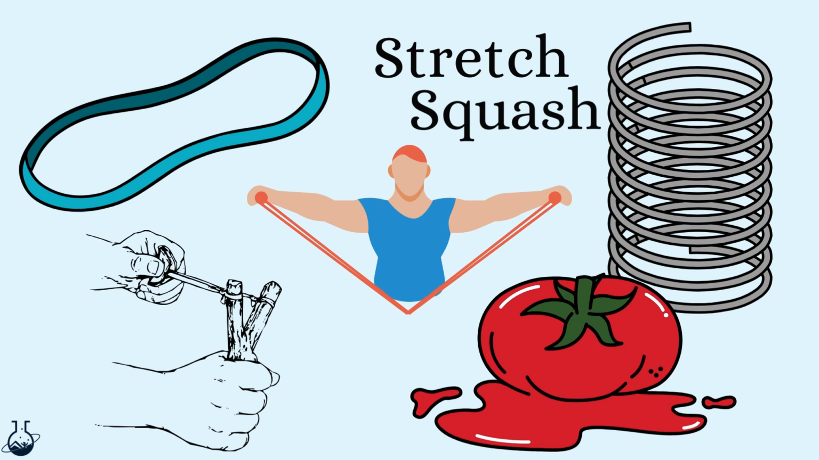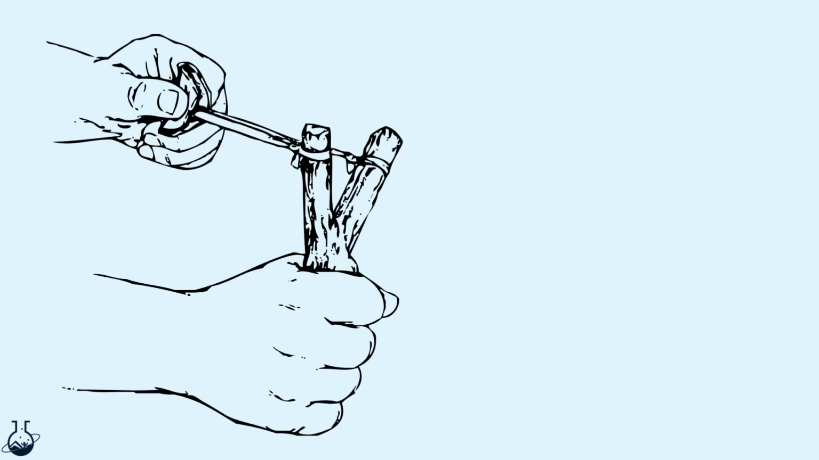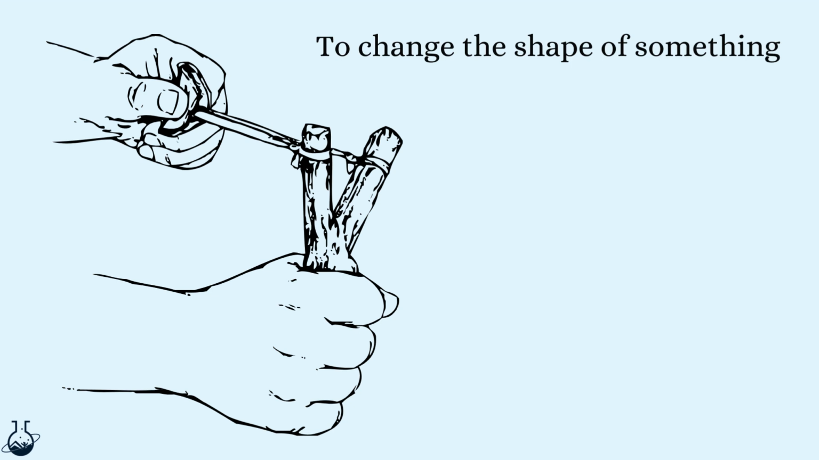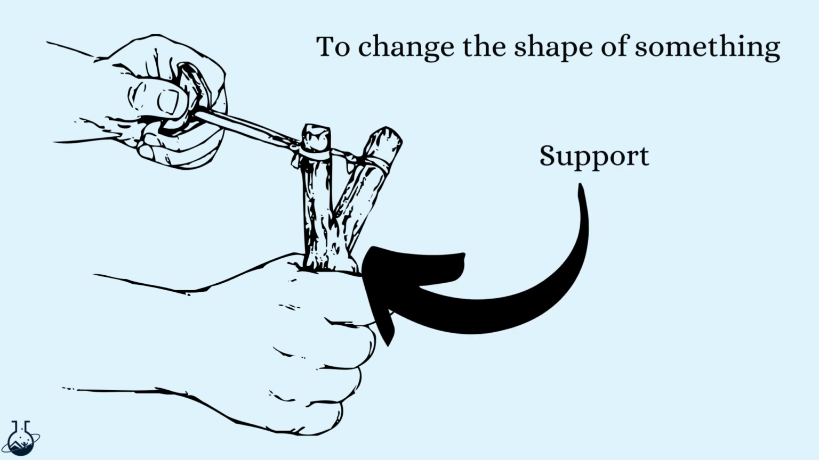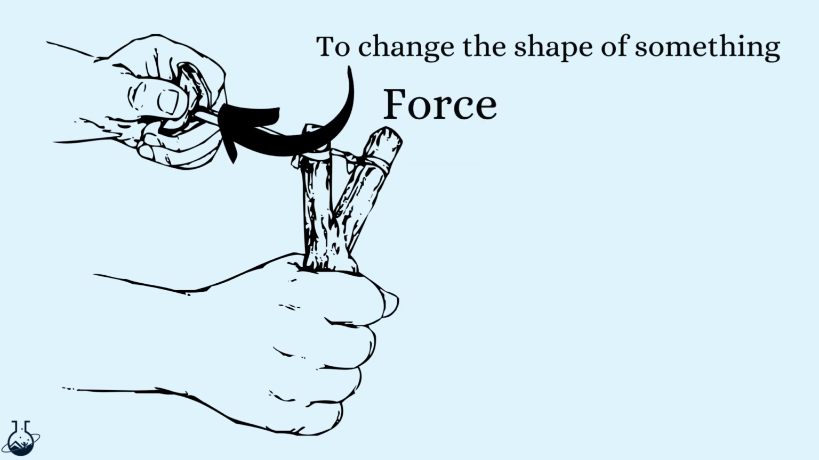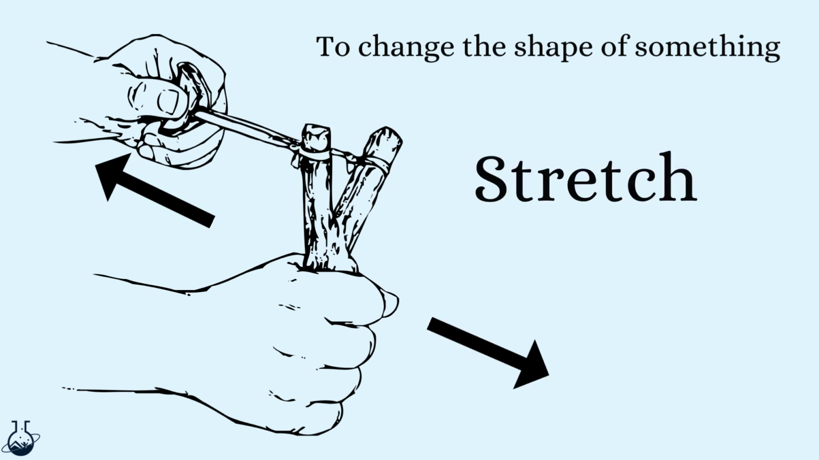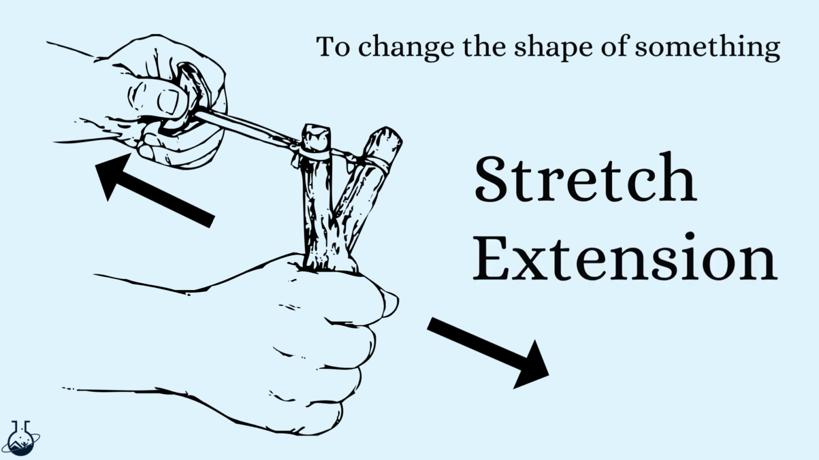Other things get permanently deformed when a force is applied to them. They are not elastic. Take this catapult, for example. We can apply a force to change the shape of it. We need to apply more than one force in opposite directions. One force at one point provides the support and moves the catapult in one direction, and a force up here pulls in this direction to allow the band to stretch and change shape, and in the process the band extends, then goes back to its original shape, unless it's stretched too far and the band breaks.